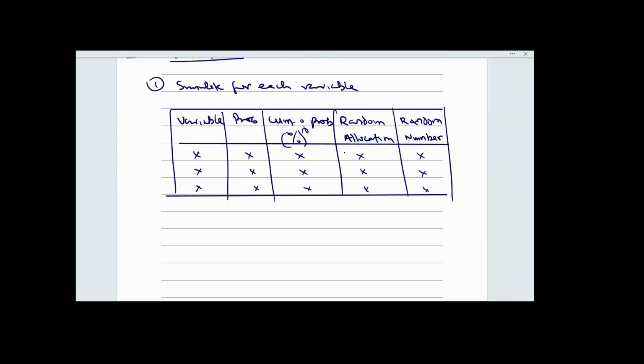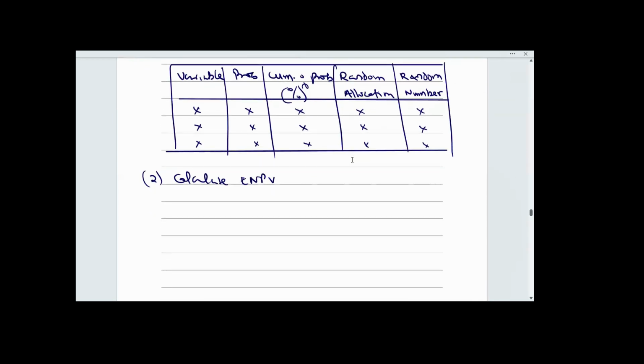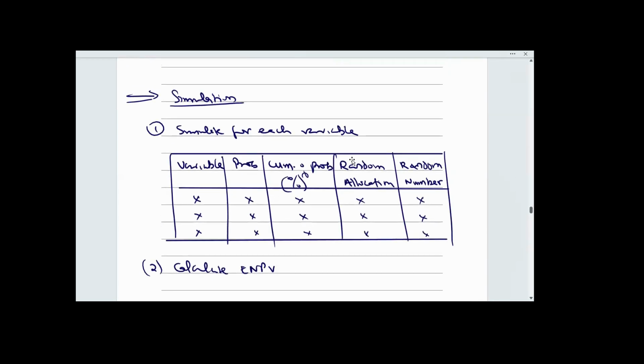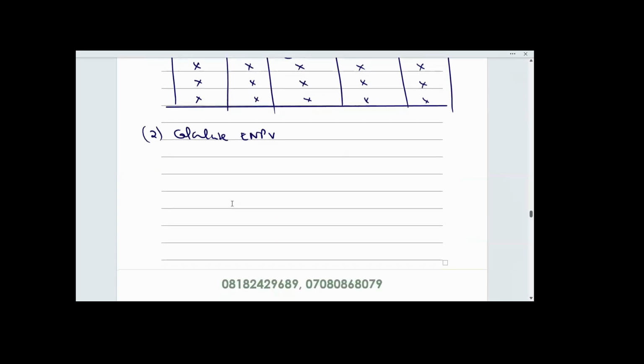All right, then step 2, calculate expected net present value. So normal way you calculate expected NPV. So these are the procedures you are supposed to follow whenever you want to simulate. So at this point, that's the maximum. Now, one thing you need to know is that the expected value computed, let me put it down.